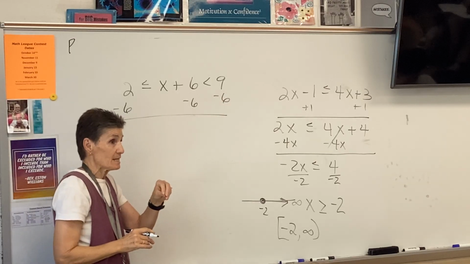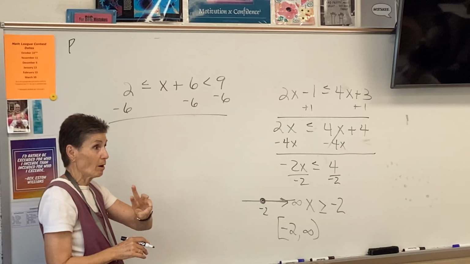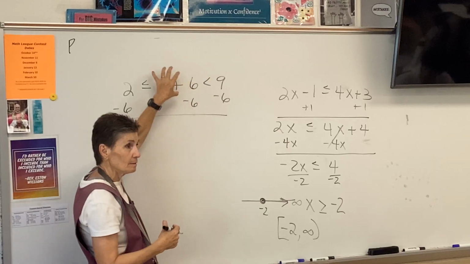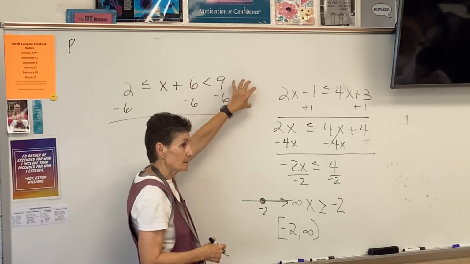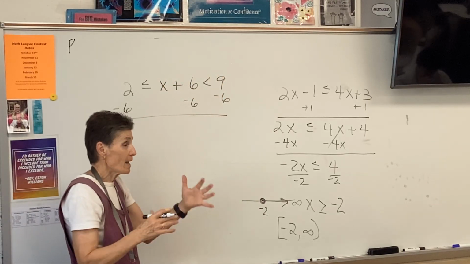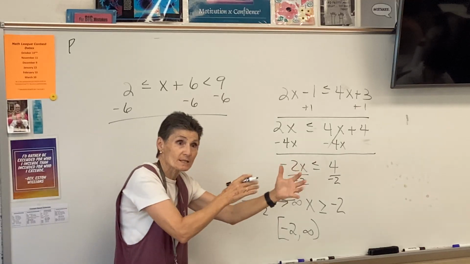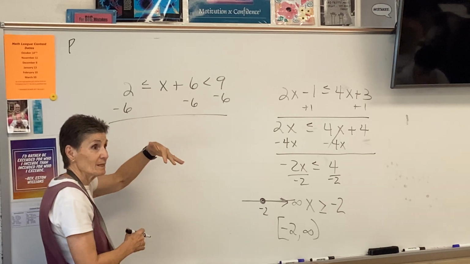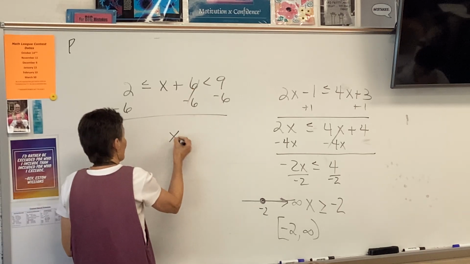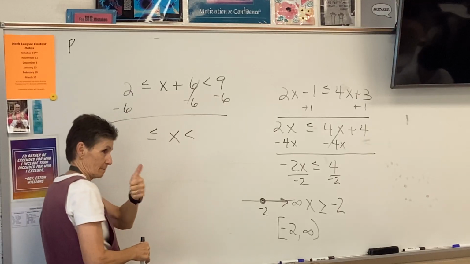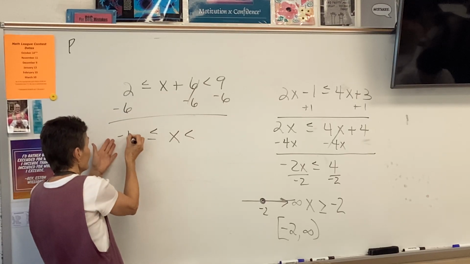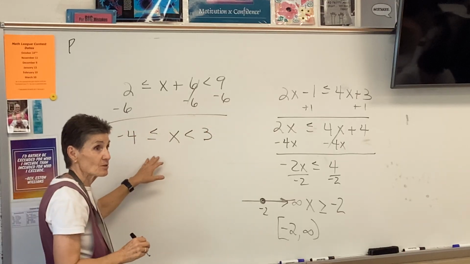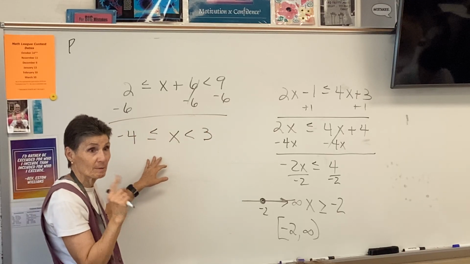Do you see that this problem is really 3 parts? You've got the left side, the middle, and the right side. You can move stuff around, but it's gotta go all three parts. So we're gonna subtract that 6 from everything. And what are we gonna be left with? In the middle, we're just gonna be left with an X. Over here, we'll have -4, and here we'll have 3. And there's our answer. We're gonna write it as an interval in a minute, but that's your answer.